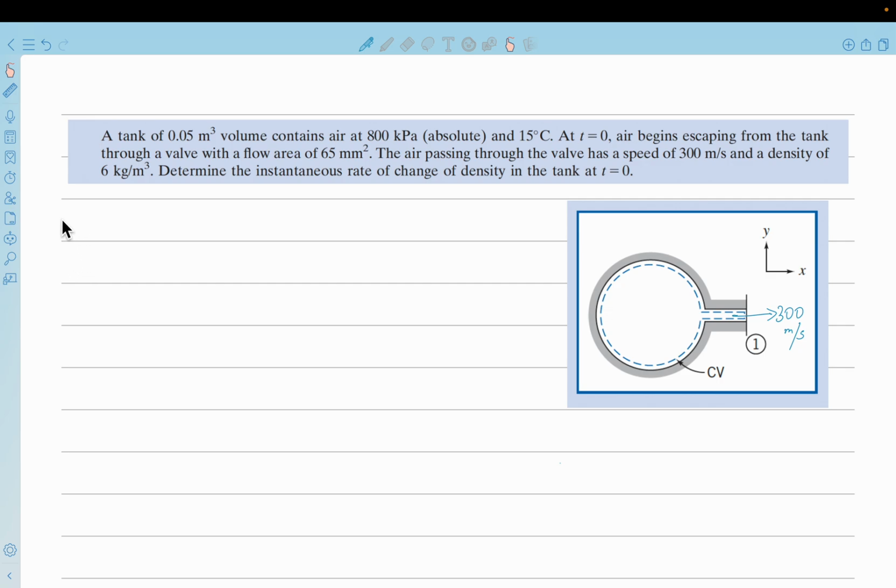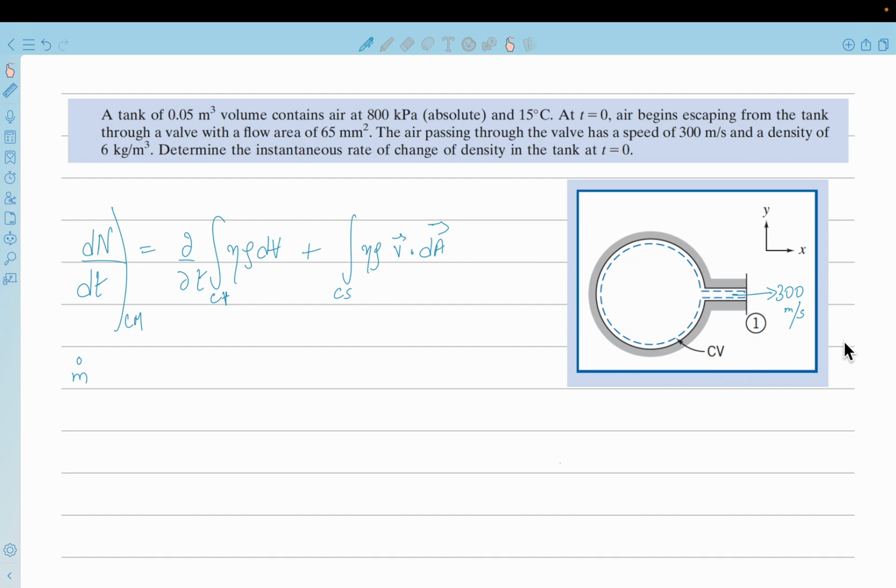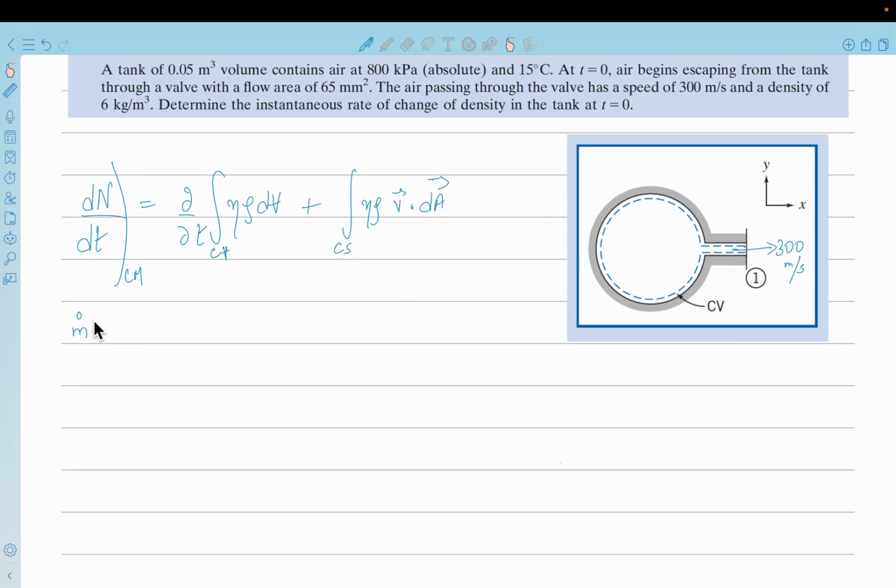So remember that for conservation of mass, or maybe let's start by writing our Reynolds transport theorem. So this is ∂/∂t of the integral of η ρ dV plus the integral of η ρ v dot dA over the control surface, control volume, and this is control mass. So when we talk about the rate of change of mass, m dot, in this case m dot is clearly 0. There is no rate of change of mass. So m dot from the control mass perspective, we know it is 0.